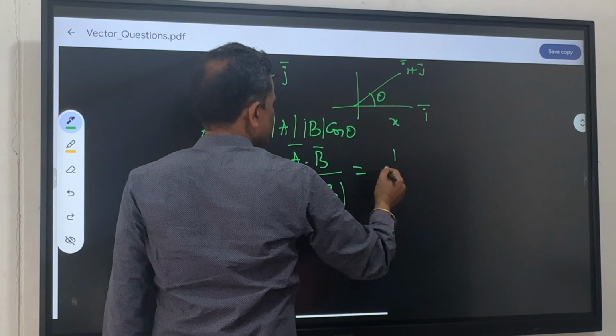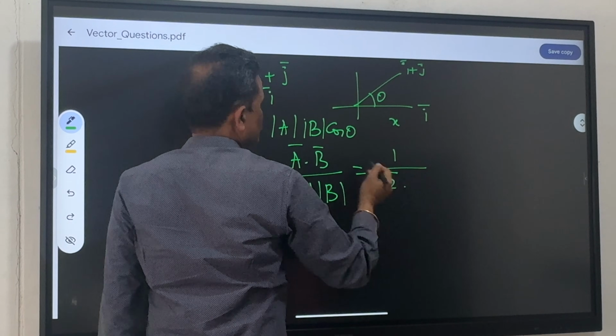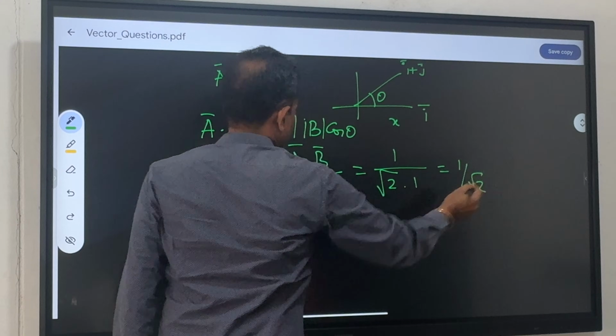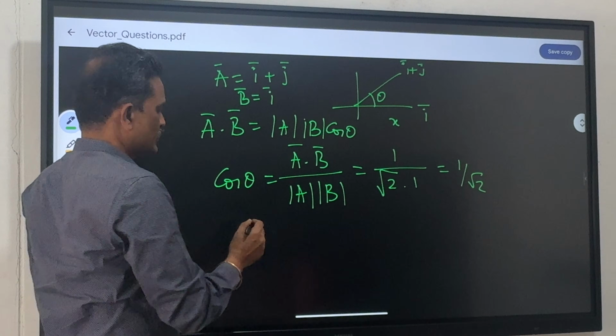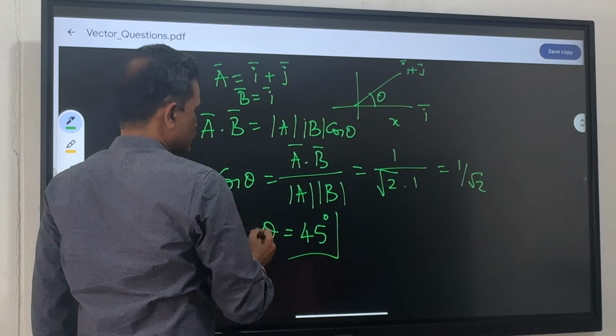So you will get 1. Here this is root 2. Mod i is equal to 1. So it is nothing but 1 by root 2. So cos theta is 1 by root 2 when theta is equal to 45 degrees. In any manner you can get the answer.